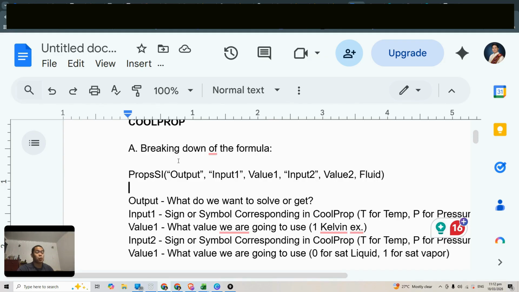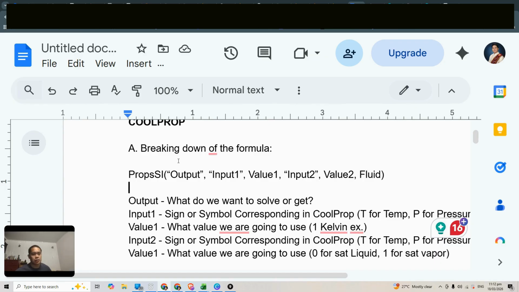CoolProp has its own default units that it uses. For example, for temperature it uses Kelvin, and for pressure it uses Pascal. We need to take note of that. So if the value given to us is in Celsius, we need to add 273.15 to convert it into Kelvin.